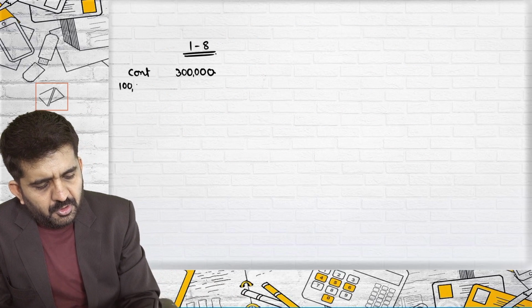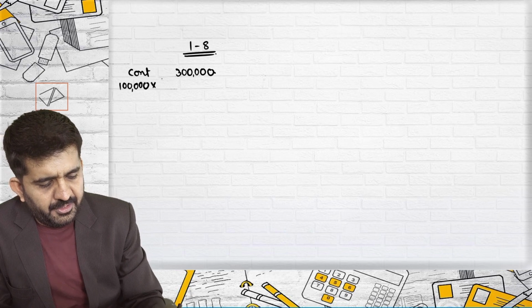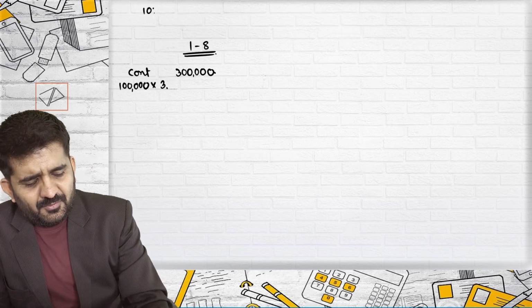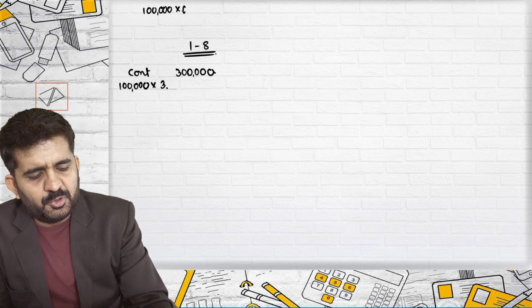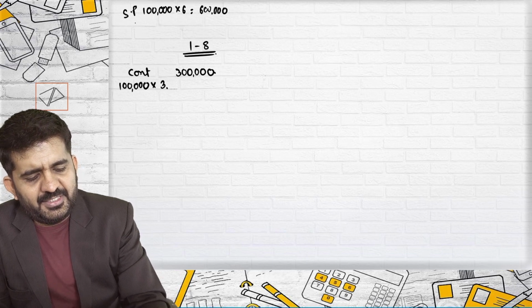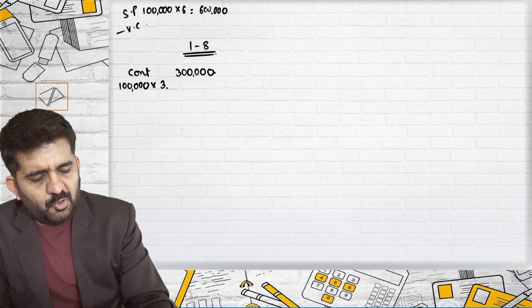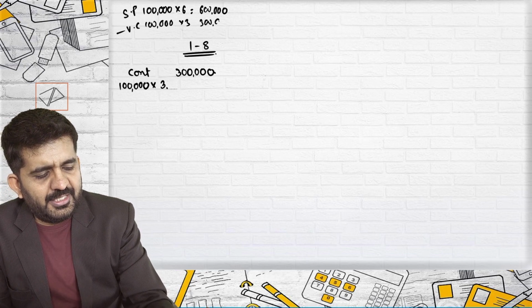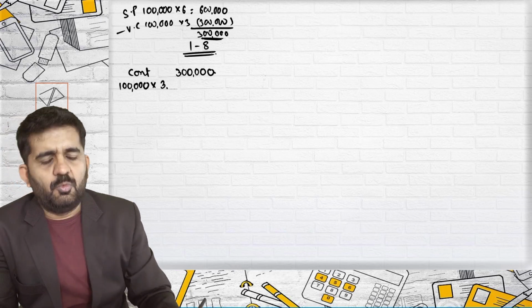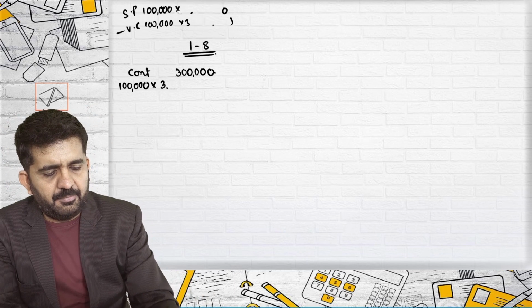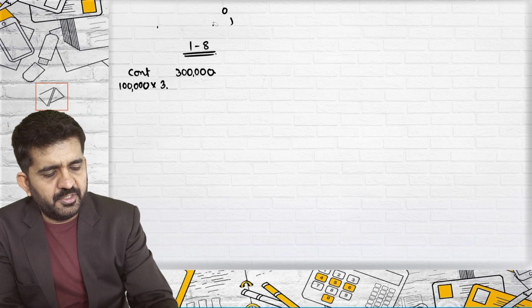How have I found it out? 1 lakh into 3. You can also do it like this: 1 lakh into 6, 6 lakhs is the selling price, minus variable cost, 1 lakh into 3, 3 lakh rupees. My contribution would be 3 lakhs. What I did: I found contribution per unit and then multiplied it with the number of units.